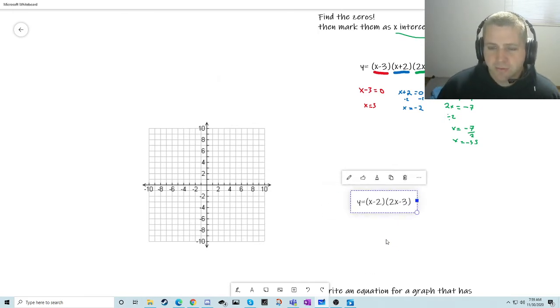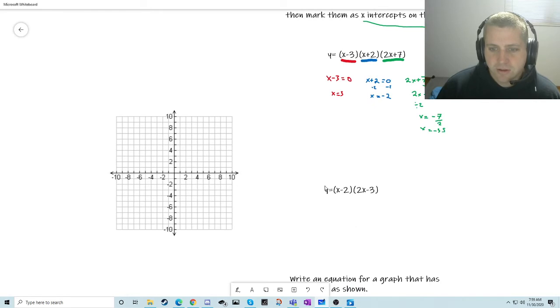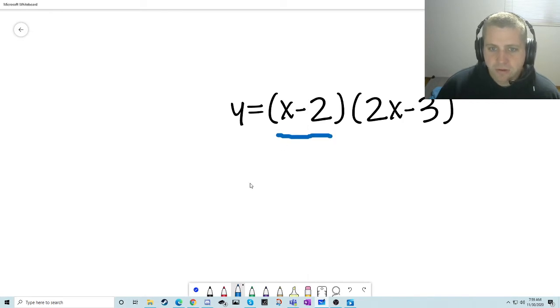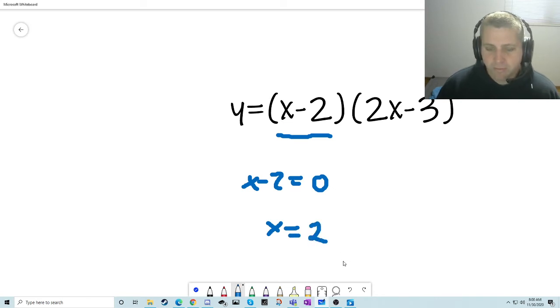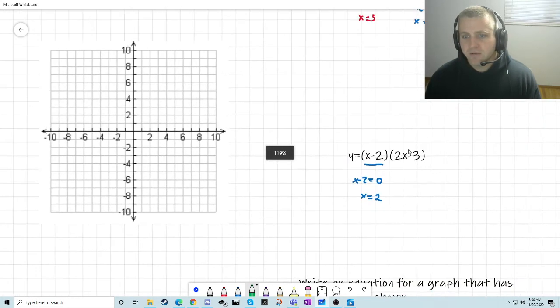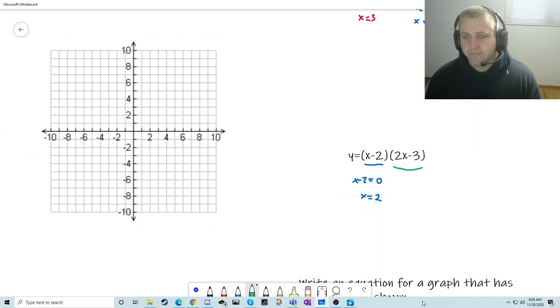So I'll pause it. I'll let you find the zero for x minus 2. Okay, now I'm going to actually help find it. So we go x minus 2 equals 0. Add 2 to both sides. Boom. Okay. Then, now I'll give you a second to find the zero for this guy, for green.